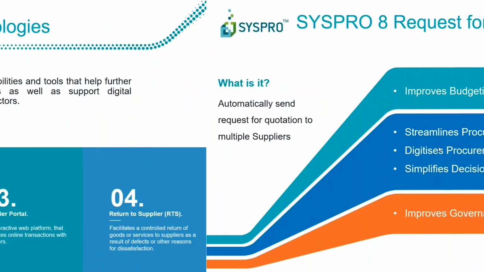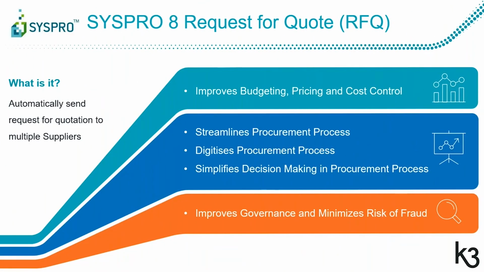So what we've done is talk a little bit around some of the changes that we've had in the system for request for quotes, which is fundamentally the ability for you to automatically send a quotation, especially if you've got a robust requisition process. You now have a quick automated process. Fundamentally, we're still adhering to some of the basic business principles that we have associated with that, which is budgeting, pricing control. We're streamlining the procurement process and digitizing it by automating some of that functionality.